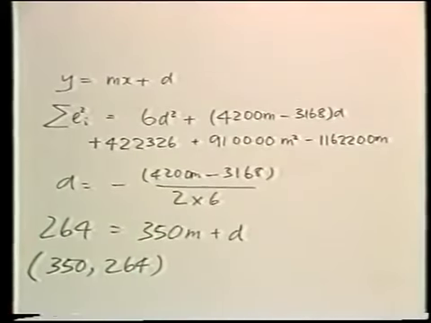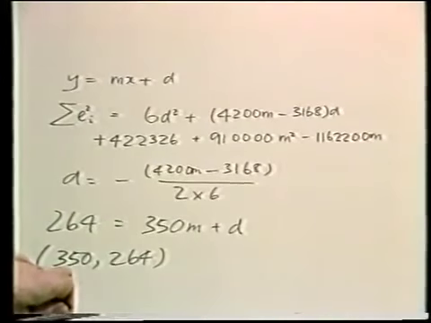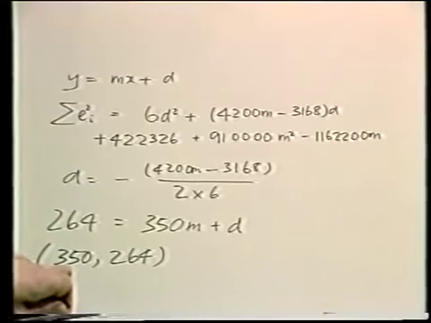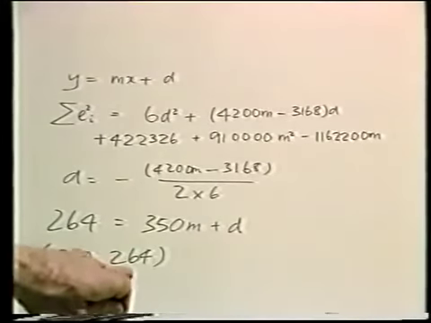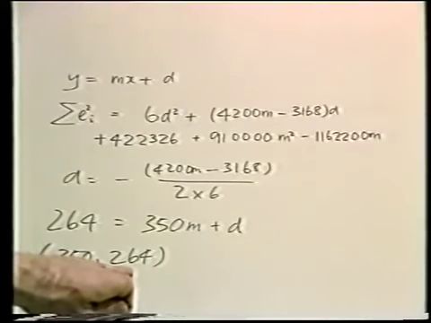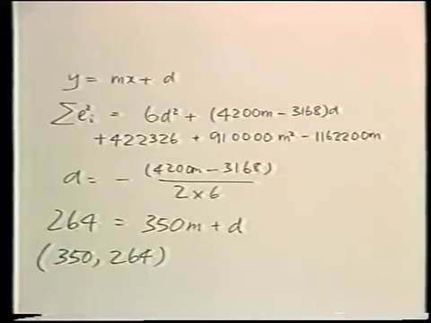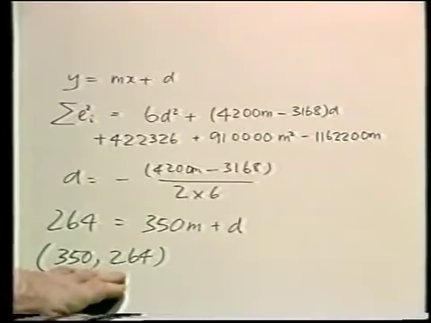But you'd already found that this number 350 is the mean of the x values, and 264 is the mean of the y values. This point is called the centroid. And what this algebra shows is that for any set of parallel lines, the one which minimizes the total error function must pass through this same point.